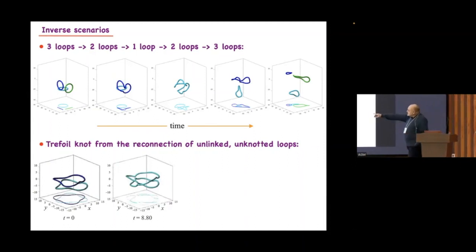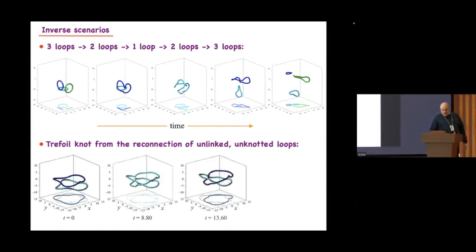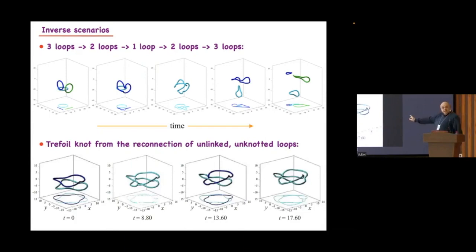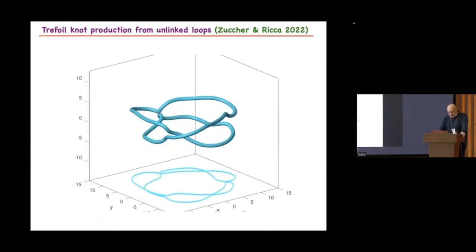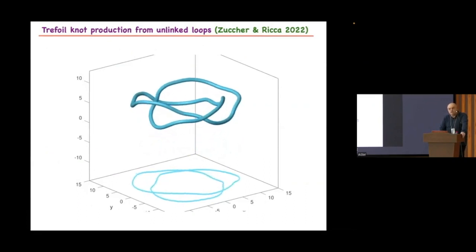The prescription is you start with 2 unlinked loops, and then you go backward in that cascade. You have a formation of 1 single loop, then the loop reconnects at one place, it forms a Hopf link. We just go reverse in the cascade I showed you before. And finally, you get a trefoil knot. So this is the simulation, and I hope it goes. You have 2 unlinked, unknotted curves. They link together to a loop, to a Hopf link, and then finally to the trefoil.